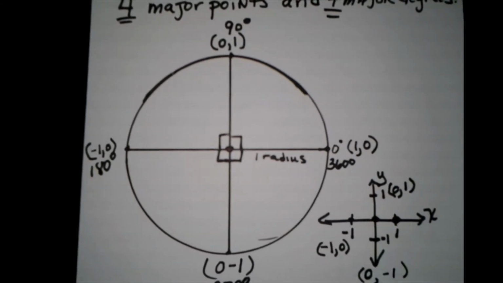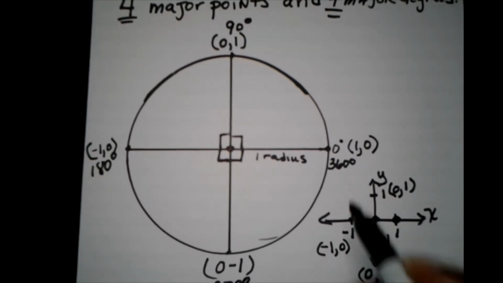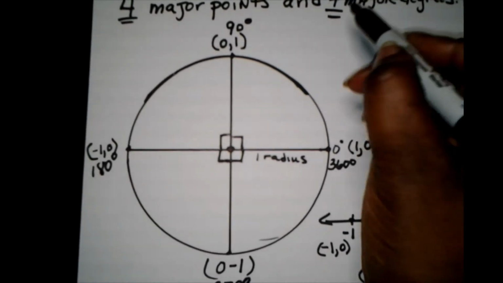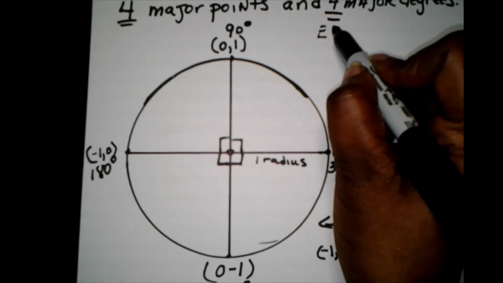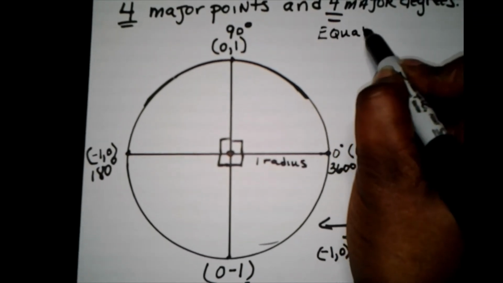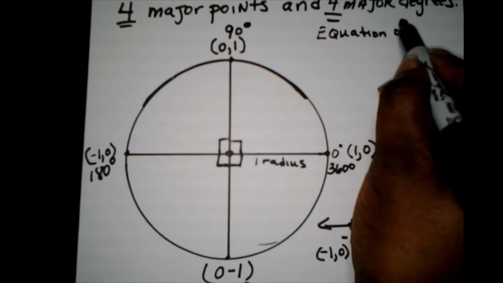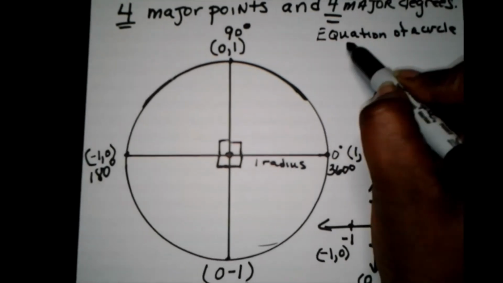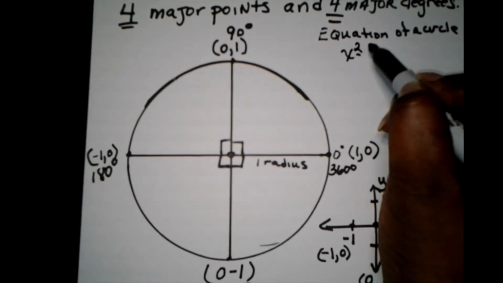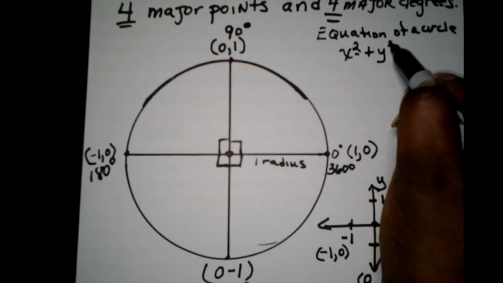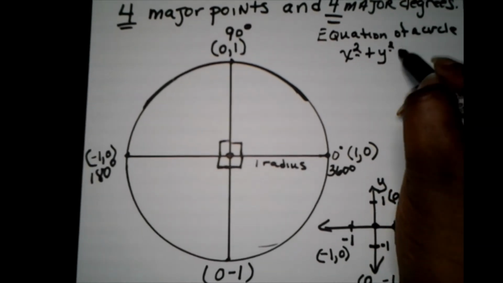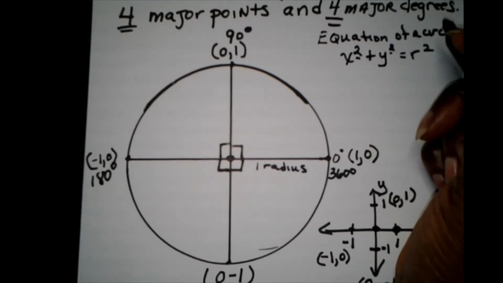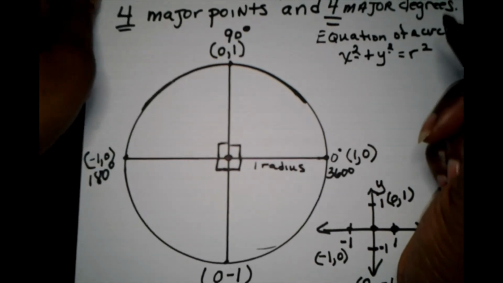Now, I want to prove these points to you. How do I prove these points? By using something called the equation of a circle. I hope that you know this equation. Equation of a circle: x squared plus y squared, and I'm underlining that squared because I want you to see that, equals r squared. That's the equation of a circle. That's how we would graph a circle. That's what we would use to do many things on a circle.